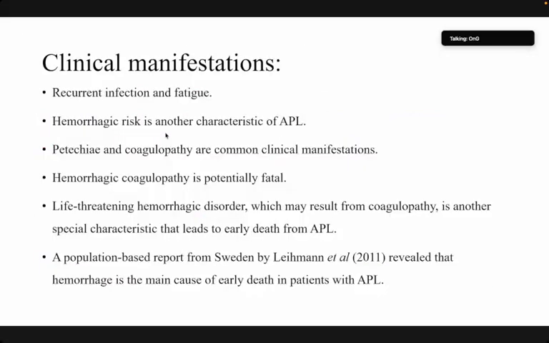So in terms of clinical manifestations, recurrent infection and fatigue, and hemorrhagic risk are characteristic of APL. Petechiae and coagulopathy are common clinical manifestations. Hemorrhagic coagulopathy is potentially fatal, and the life-threatening hemorrhagic disorder, which may result from coagulopathy, is another special characteristic that leads to early death from APL. A population-based report from Sweden by Lehmann et al. revealed that hemorrhage is the main cause of early death in patients with APL.